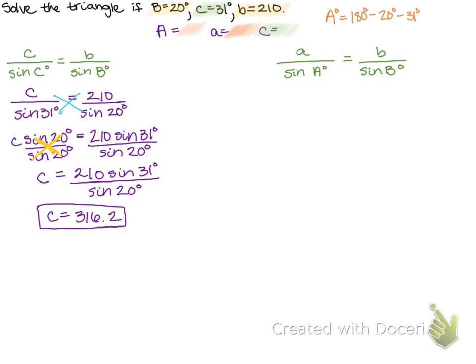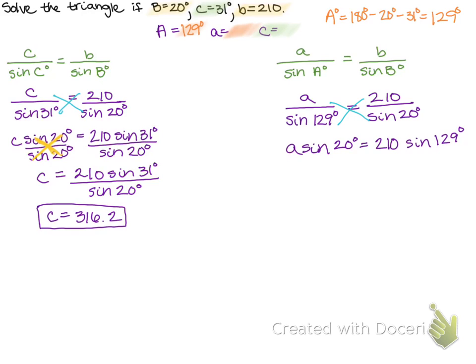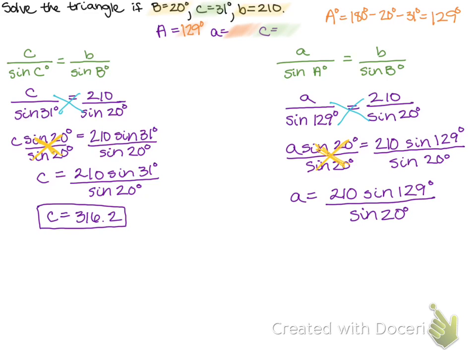Now I'm going to find big A by subtracting 180 minus 20 minus 31. That gives me 129 degrees for big A. So now I can find little a. So little a over sine 129 equals 210 over sine 20. Cross multiply. I get a sine 20 equals 210 sine 129. Divide by sine 20 on both sides. So a equals 210 sine 129 divided by sine 20. And that's 477.2.